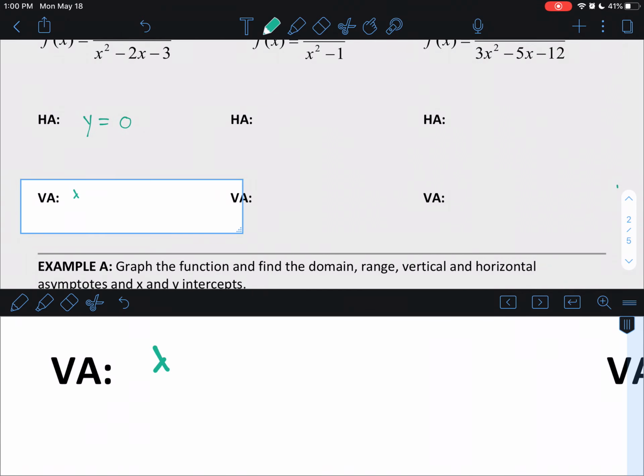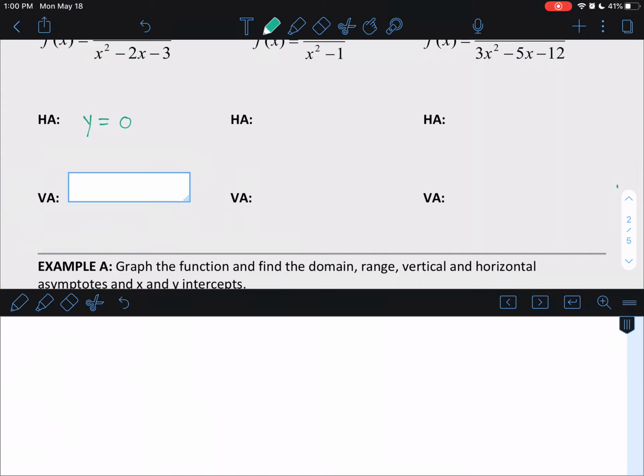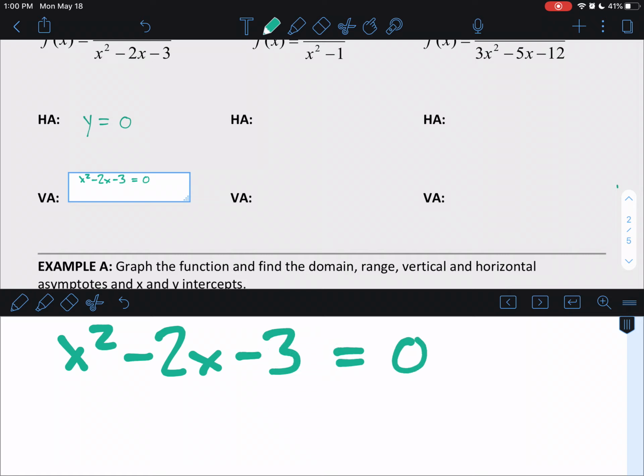So I have x, you know what, I'm actually going to go a little bit smaller with this. So I got x squared minus 2x minus 3 equals 0. So this is a quadratic, and I can solve this by factoring it. So I need to find two factors of negative 3 that add up to negative 2. And those two factors are going to be negative 3 and 1.